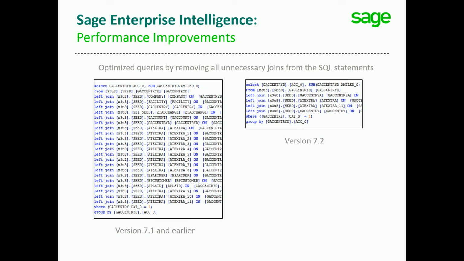The next important feature are the performance improvements in version 7.2. We have now removed all unnecessary joins from the SQL statements that we sent to the data source. On the left-hand side, you have version 7.1 and earlier, which includes a large statement and several joins in the query. On the right-hand side, you have version 7.2, which includes only the necessary joins and is a more concise query sent to the data source. This will enhance performance and loading time.